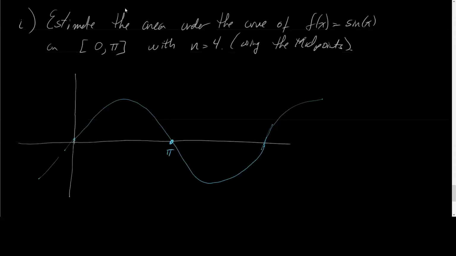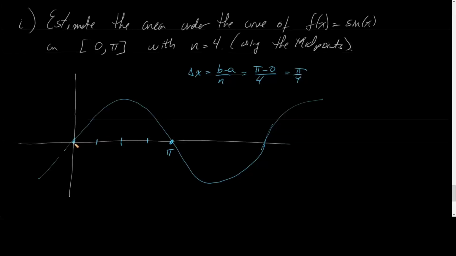That means that we're going to say, well, this is split up here, here, and here. And what are those values? Well, let's figure out what delta x is. Delta x is b minus a over n. In this case, our b is pi, so we have pi minus a, our a is 0, over n, which is 4. So that's pi over 4.